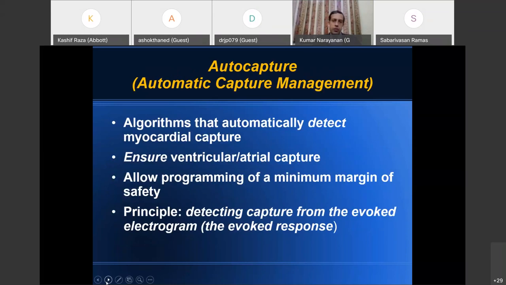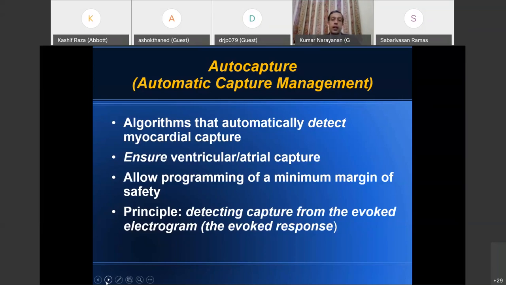Let's now go individually through certain commonly used algorithms. The first one I want to talk about is capture management, often abbreviated as auto capture. Currently, most or all pacemaker companies have automatic capture management, with certain variations in the fine details. But in essence, all of them are algorithms which automatically confirm myocardial capture. Whether in the ventricle or the atrium, the pacemaker not only paces, but is also able to detect whether that pacing captured the myocardium or not. So what is the benefit of that? It helps you program just a minimum margin of safety. Remember, in the first session when we talked about threshold, we said that you need to give a sufficient margin of safety for the threshold.